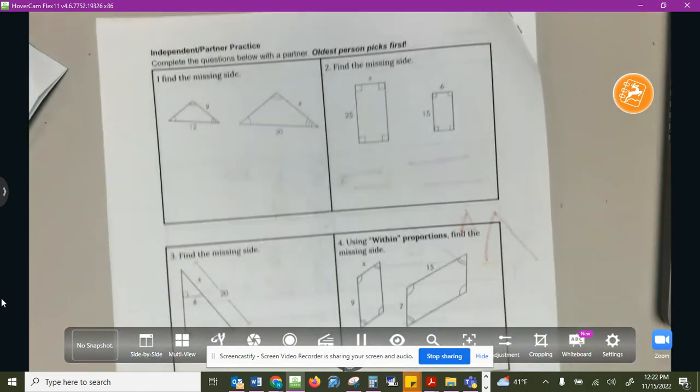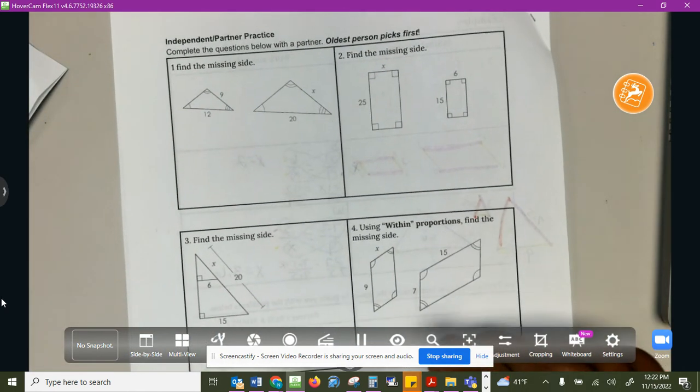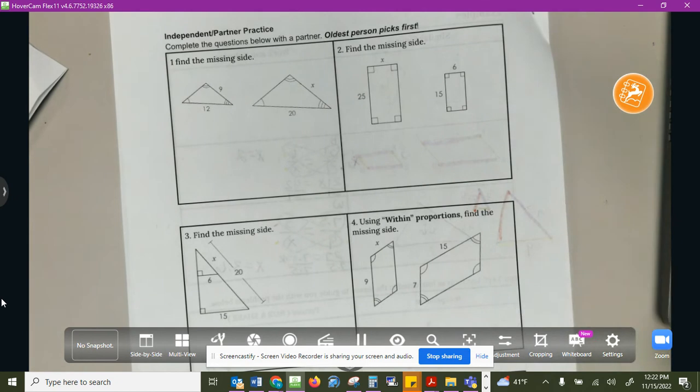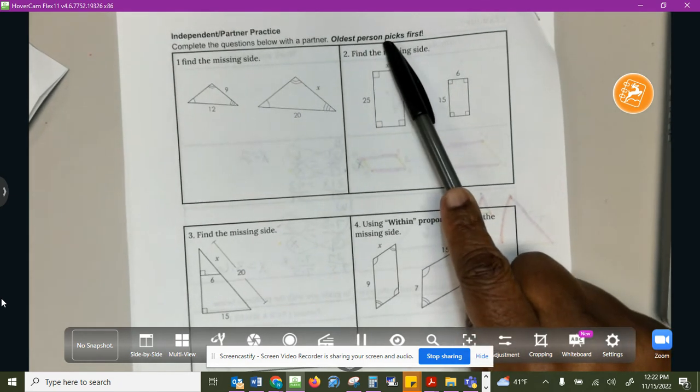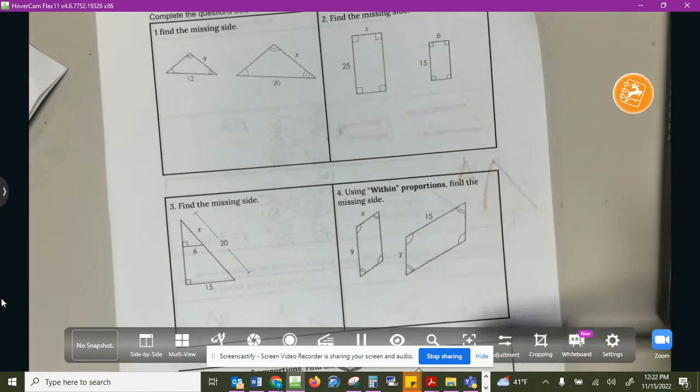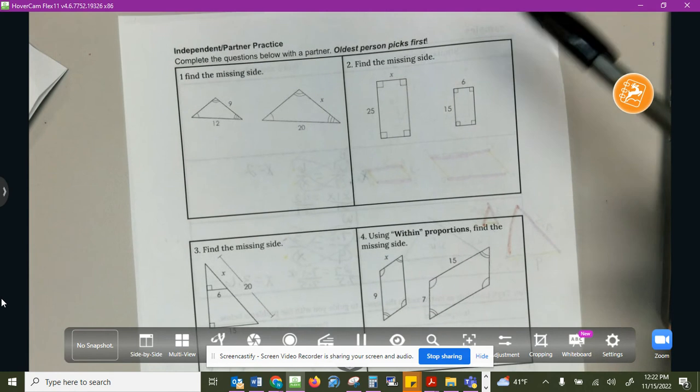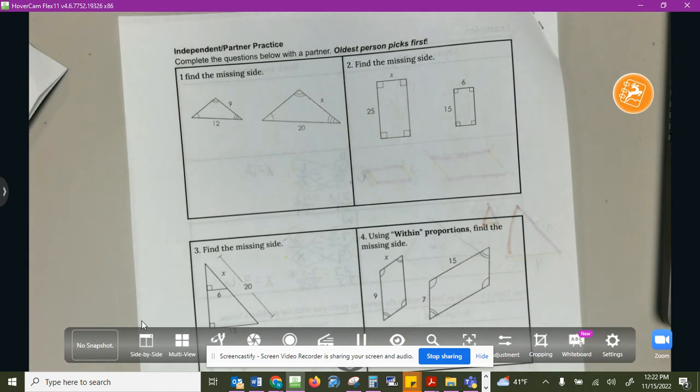We're moving to independent practice. So for this part, you're working with a partner. You're going to choose which one you want to do. The oldest person in your partner group will pick first. There are 6 problems to pick from, and this is what you'll do for the duration of class. If you have any questions, please ask your teacher.